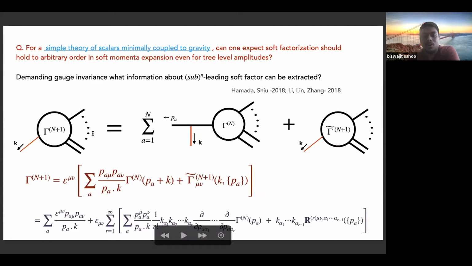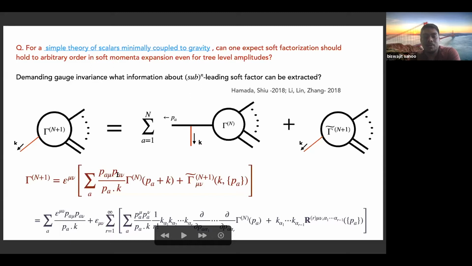Let me draw again the same diagrams, but now I removed this 1PI vertex by just a minimal coupling, graviton minimally coupled to scalar, and since they are spinless, so good. Then let's try to write down gamma n plus 1. Since we know it is minimally coupled, we know what the vertex will be completely.